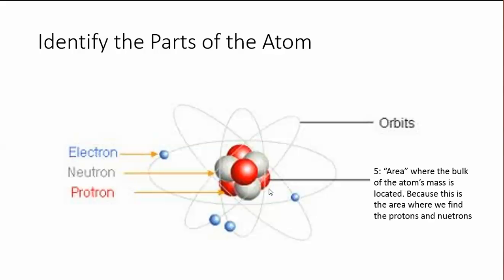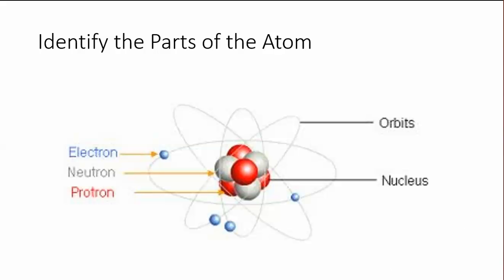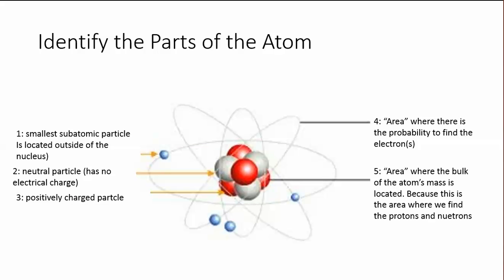All right, number 5, this area right here where the bulk of the mass is for the atom, we find these protons and these neutrons in this area. What area is that called? Good, it's the nucleus. Okay, so you need to be able to identify the parts either on a diagram like this or by description as we've had it. Any of these definitions should be able to, in any way, shape, or form, identify what these particles are. Areas, particles.